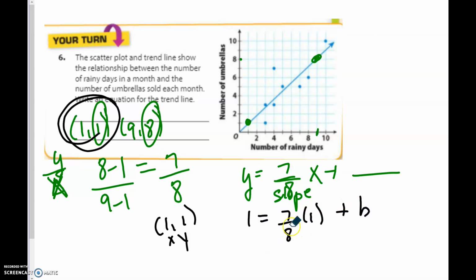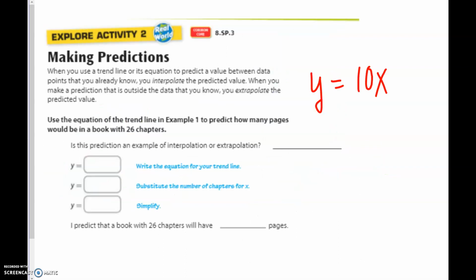So I'm going to do 7/8 times 1 is 7/8, and I'm going to subtract 7/8 from both sides. And you guys will be able to use your calculator, but 1 minus 7/8 is actually 1/8. So we're saying that this y-intercept is going to be over here at 1/8. All right, so hopefully that's a review for finding your slope and your y-intercept.